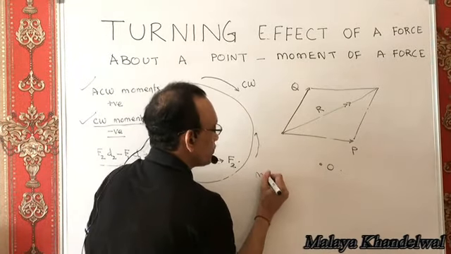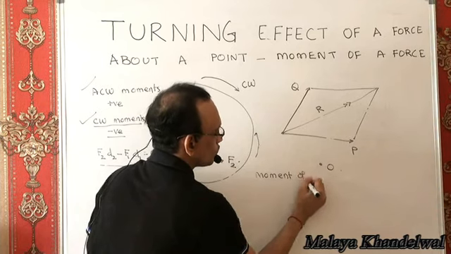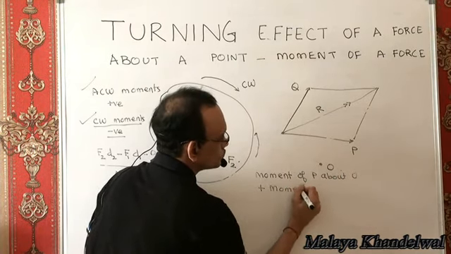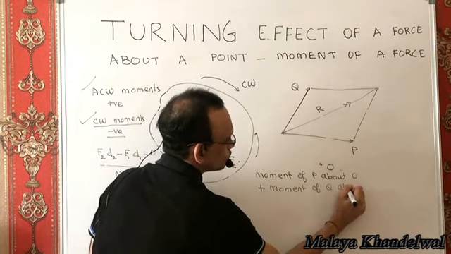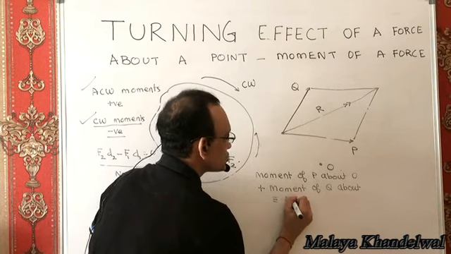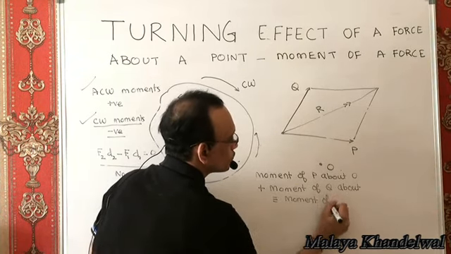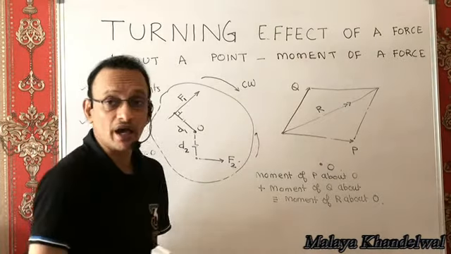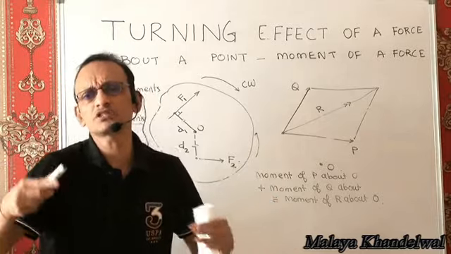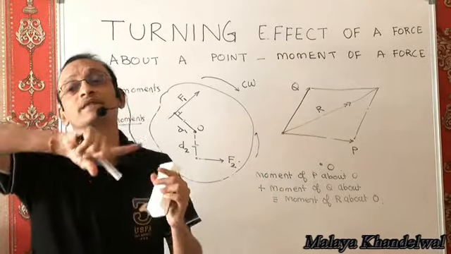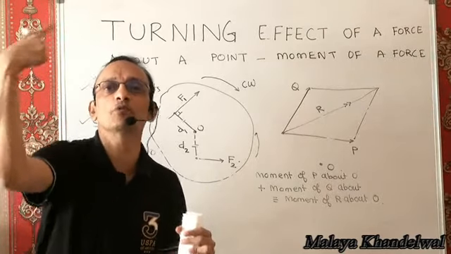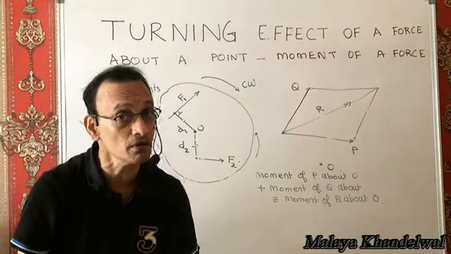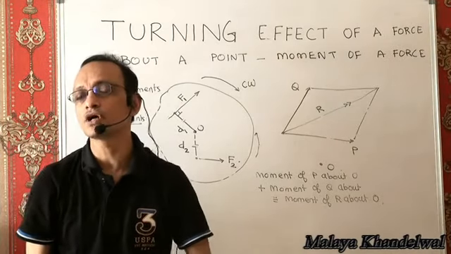So the moment of P about O plus the moment of Q about O will be the same as the moment of R about O. That's important to understand, right? And if there were multiple forces, say P1, P2, P3, P4 having a resultant R, then the moment of P1 about O plus the moment of P2 about O plus the moment of P3 about O and so on and so forth will be the same as the moment of their resultant about O. That's an important thing that we will use again and again, time and again.